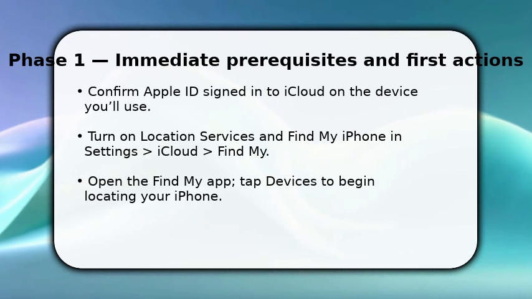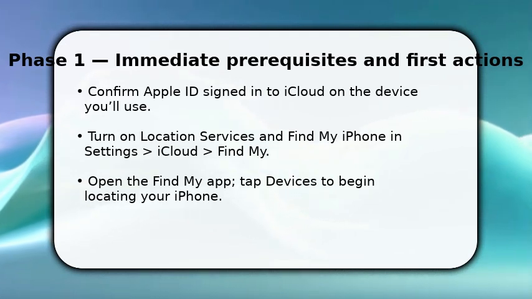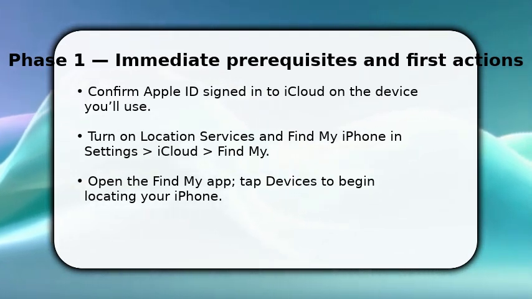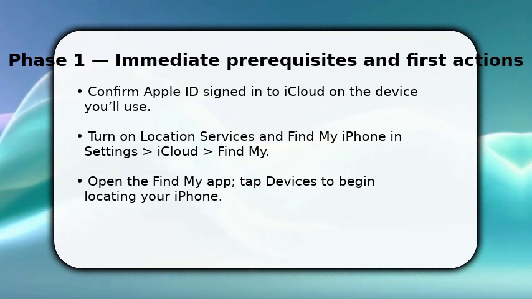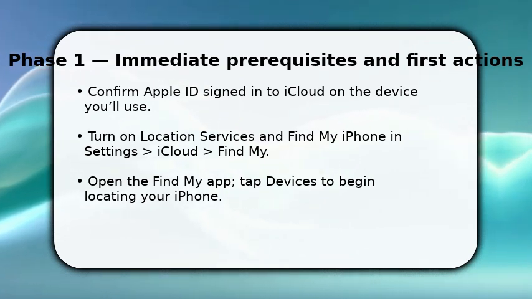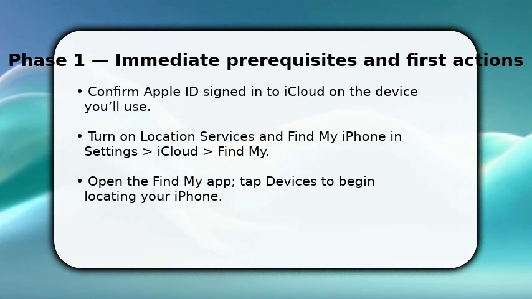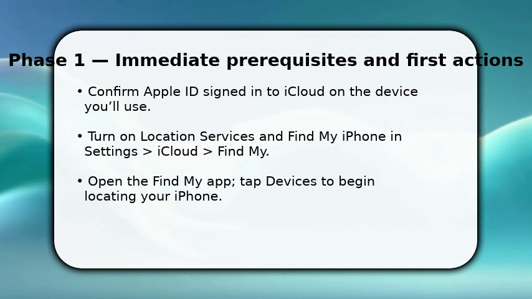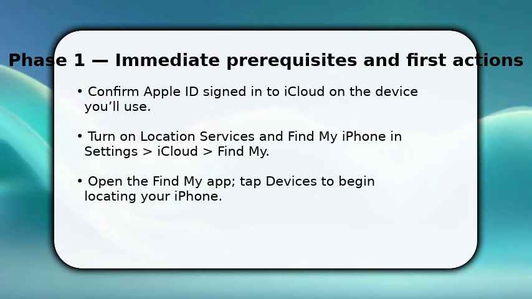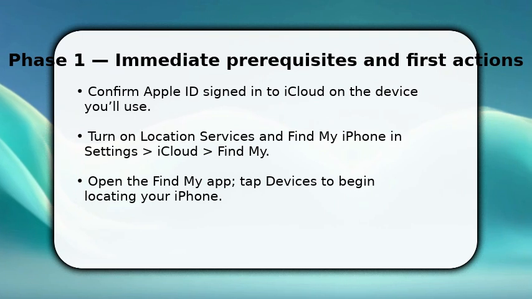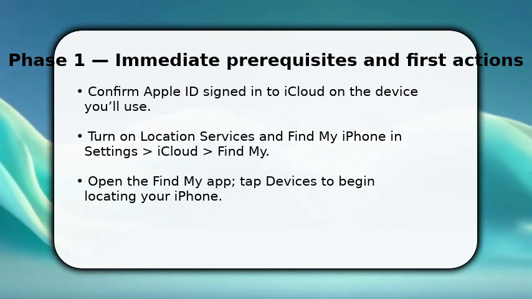You'll start by confirming a few essentials. Sign into iCloud with your Apple ID on the device you'll use, and make sure location services and Find My are enabled on the lost phone. Once done, open the Find My app and choose Devices. This brings up a list and map. You want to see your iPhone's name and its last known location immediately. If it appears, tap it to show actions. This gets you from setup into the first actionable tools fast.